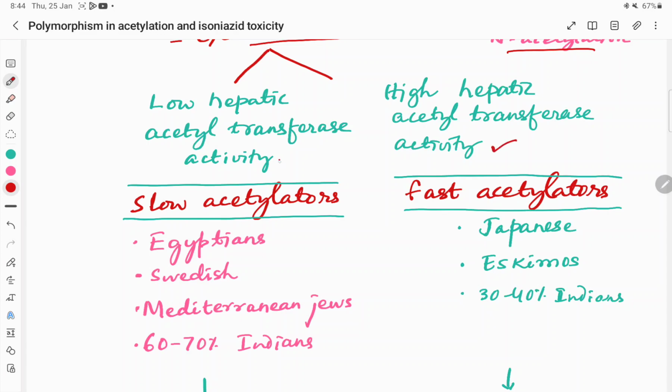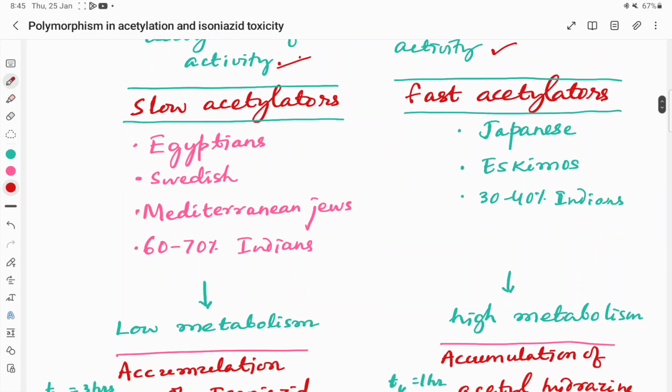So the world population can be divided into two groups: slow acetylators and fast acetylators. Slow acetylators have low hepatic acetyl transferase activity, and fast acetylators have high hepatic N-acetyl transferase activity. So who are those populations? Slow acetylators include Egyptians, Swedish people, Mediterranean Jews. 60 to 70% of Indians are slow acetylators. Fast acetylators are Japanese people, Eskimos, and 30 to 40% of Indians. White people have 50-50 slow acetylators and fast acetylators.